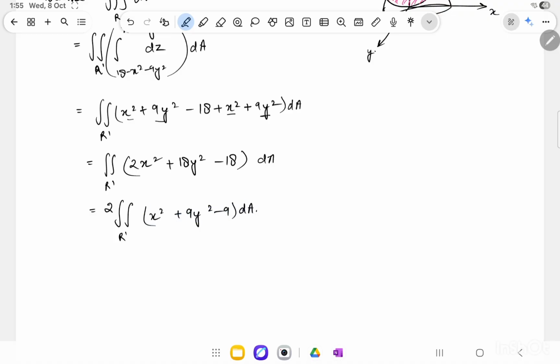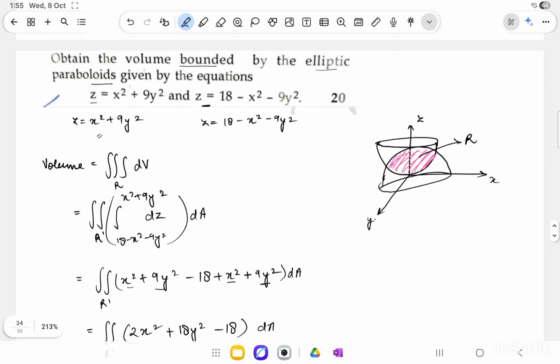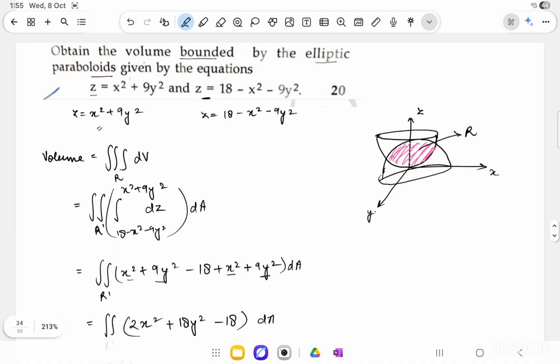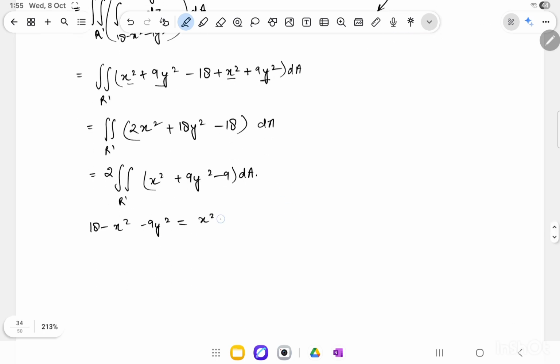Now in order to see the limits, like where these two paraboloids will intersect, I need to equate their equations. So that basically gives me 18 minus x square minus 9y square is equal to x square plus 9y square.